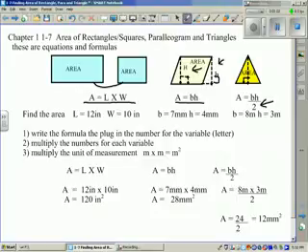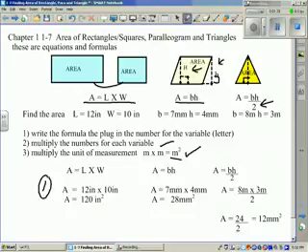The most important thing you need to do when you're doing the practice test today is write the formula. Then you're going to plug in the number for the various variables, the letters. You're going to multiply the numbers, but you are also going to multiply the units of measure. You're going to say meters times meters, and part of the answer is meters squared. So here comes an example of a triangle or a rectangle.